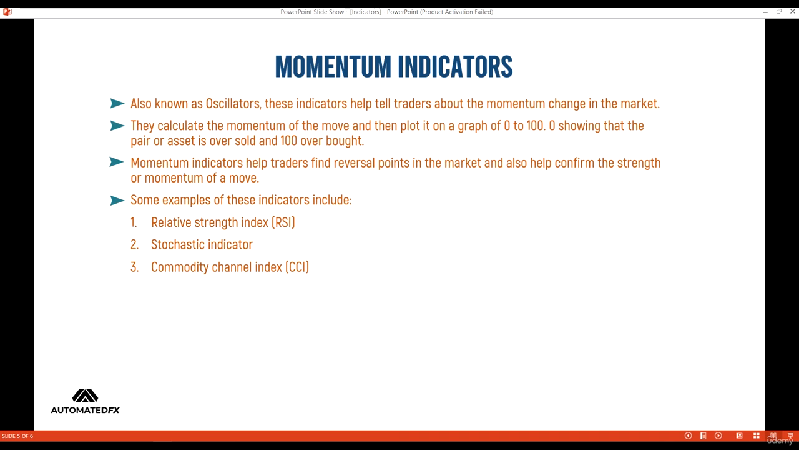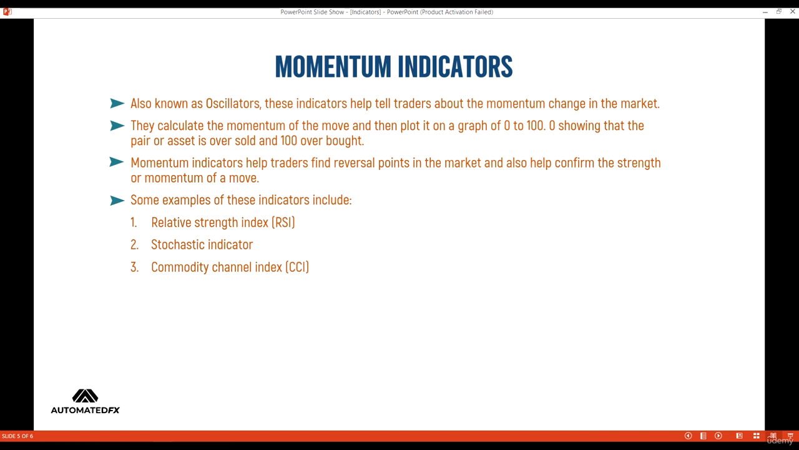Let's say the trend is going upwards, the momentum indicators could help you determine if this upward movement has a lot of momentum backing it. So that's one importance of the momentum indicators. Some examples of these indicators include the relative strength index, the RSI, the stochastic indicator, and the commodity channel index, the CCI.